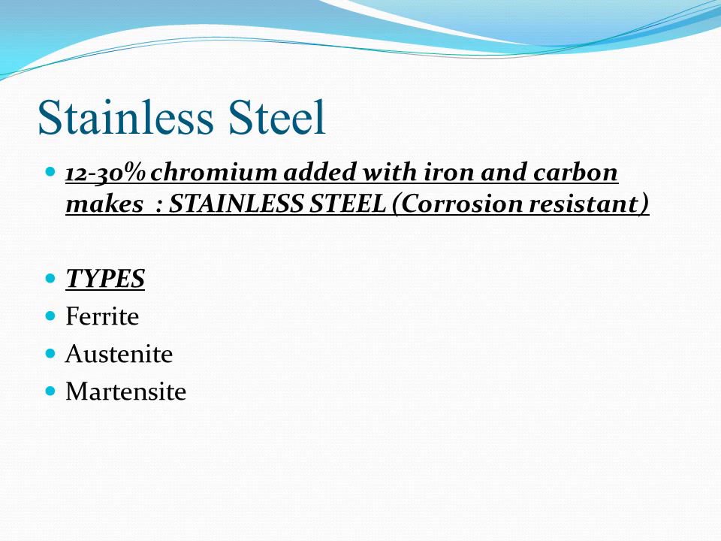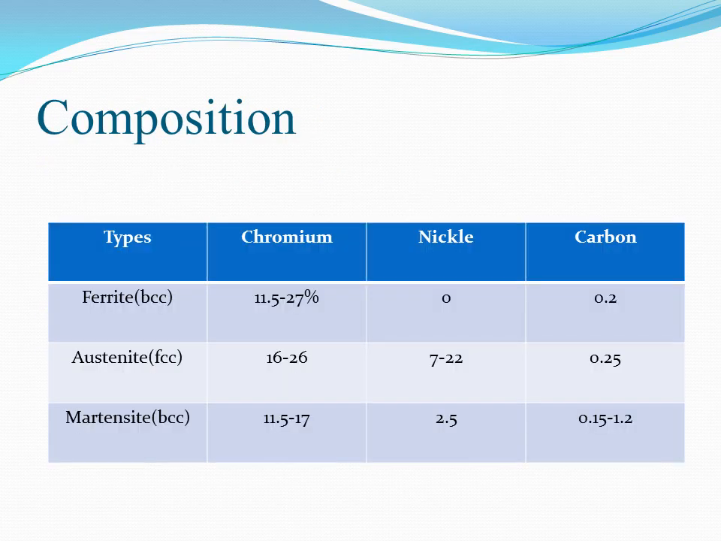And there are three types of stainless steel: ferrite, austenite, and martensite. If you look at the composition, the ferrite type is body centered cubic. I'm sure you're familiar with the crystalline structures. There's body centered, there's face centered, there's cuboidal, hexagonal, and various other forms of the crystalline structure.